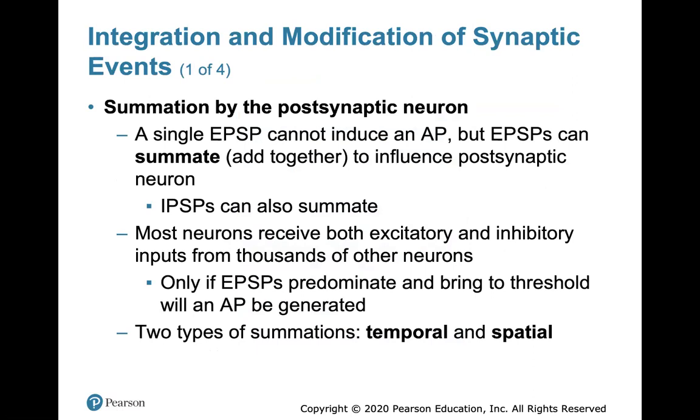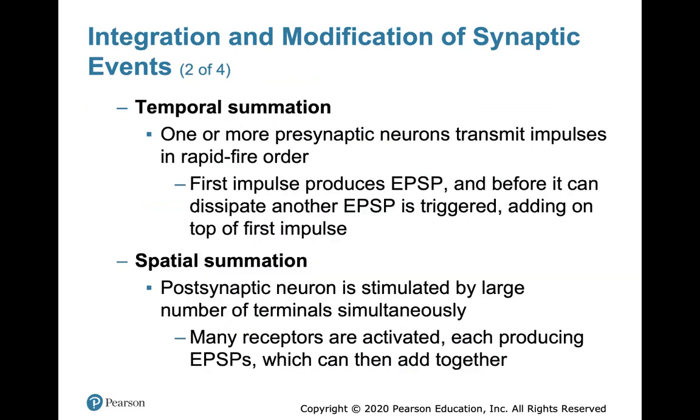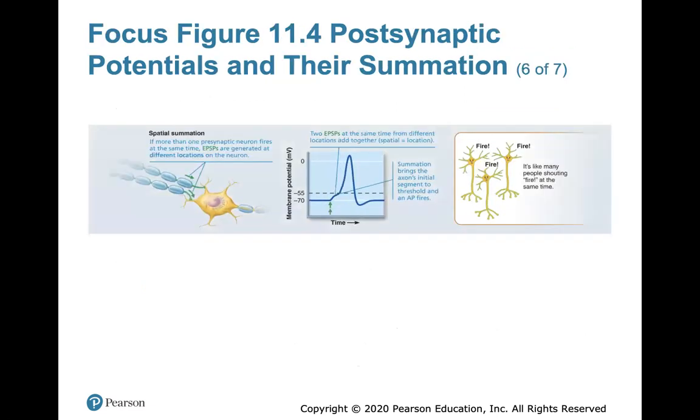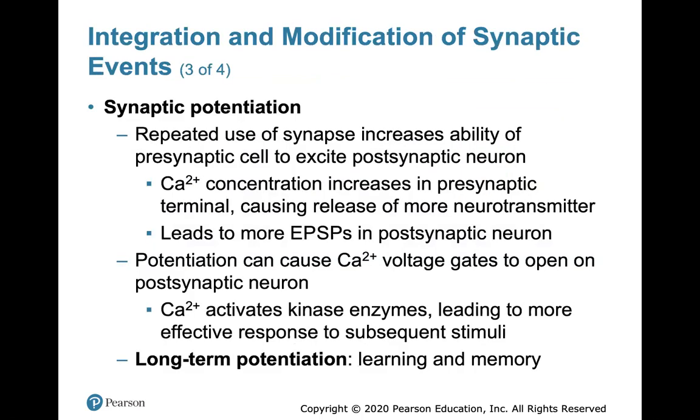Summation: a single excitatory potential cannot induce an action potential, but they can summate to influence the neuron. And there are two types of summation, temporal or spatial, which I don't ask you guys too many questions on in the exams, but you can take a look at what that means in these couple slides.